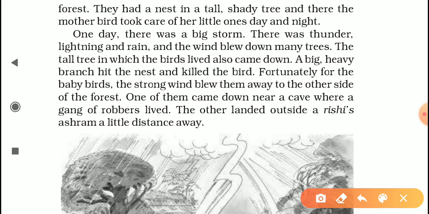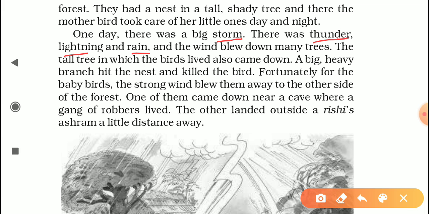So there was one day a big storm. There was thunder, lightning, and rain. Do you know the meaning of thunder and lightning? बिजली कड़कना और जो आवाज होती है. So there was a big storm, with much thunder and lightning, and the wind was so strong that it blew down many trees. Blew down means to fall down. The pressure of the wind was so heavy that the trees could not stand in front of it. They fell down.